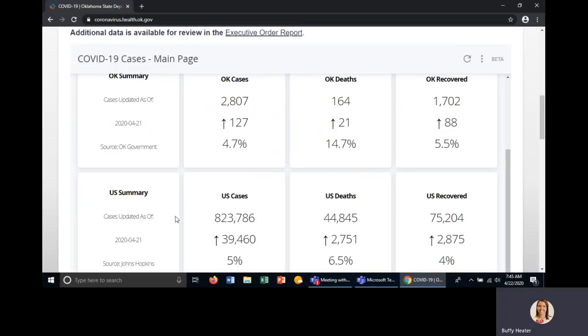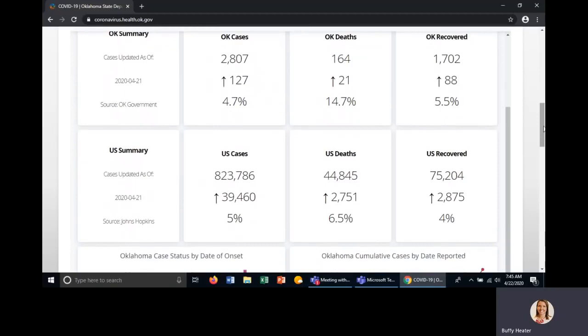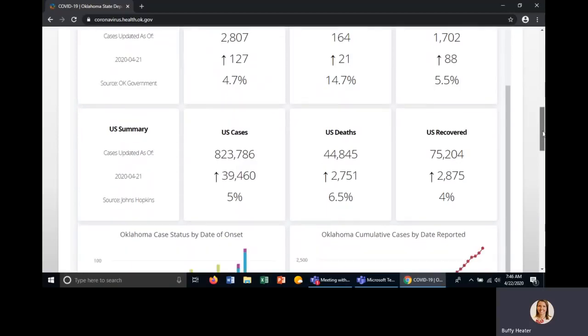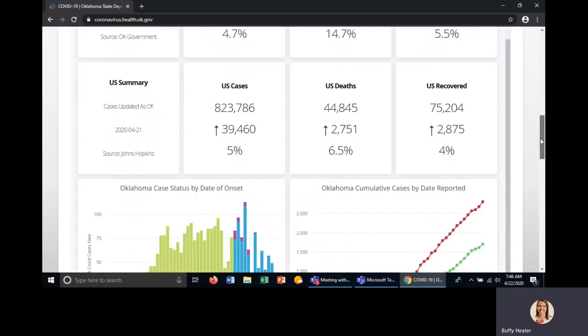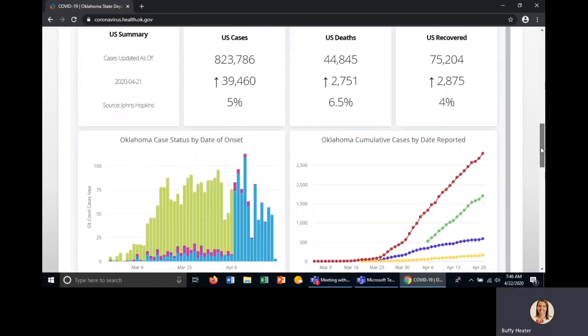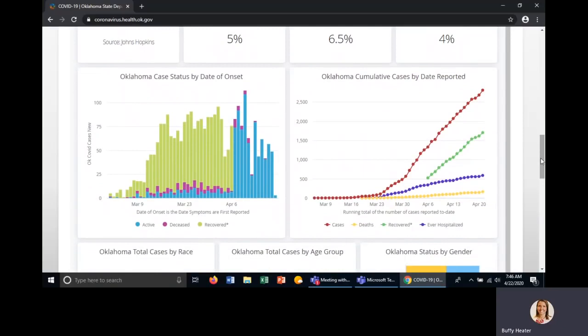Please note that the data shown here are preliminary and subject to change as additional information is obtained by the State Department of Health. Additionally, for small cities and towns, areas with population of less than 100 people have been suppressed. As you scroll down on this dashboard, you will find visualizations of the data. The Health Department tracks information for both COVID-19 cases and deaths. For the figure that you see on your left, this is indicating Oklahoma case status by date of onset.